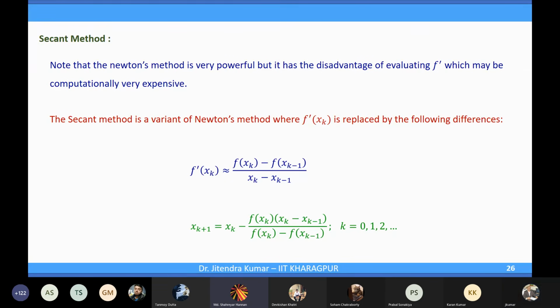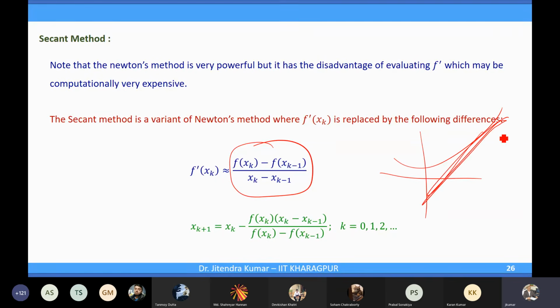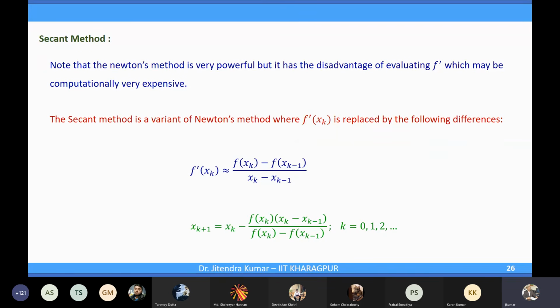Sir, derivative represents the tangent of the function, right? Then why is it called the secant method? Why not the tangent method? Secant is, I don't know why secant, not the tangent one. See, this is not the tangent. The tangent is used in the Newton-Raphson method. There we use the tangent to get this approximation, but here we are not using the tangent. We are using the secant.